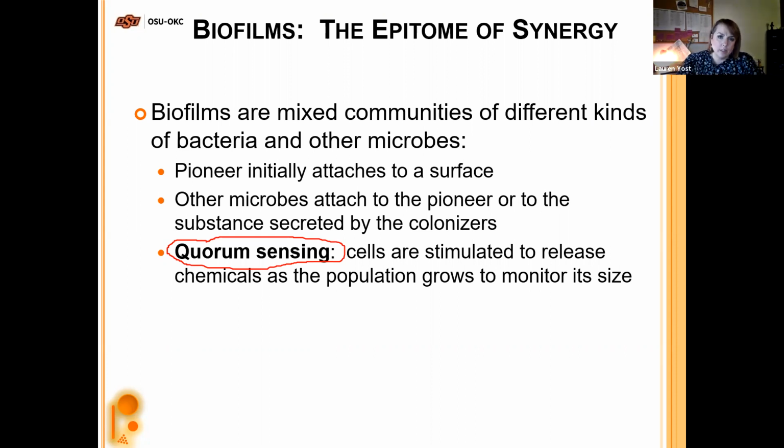So they have quorum sensing. The cells in the area are stimulated to release chemicals, which could be chemicals released for the situation, or even just the byproducts made from whatever they're eating in that area. Whatever it is, the organisms in the whole biofilm are constantly monitoring it to make sure everybody in the biofilm is growing and doing well, and to monitor the whole size as well, so that they know where they stand, or if they're about to lose their food source because there are so many of them.